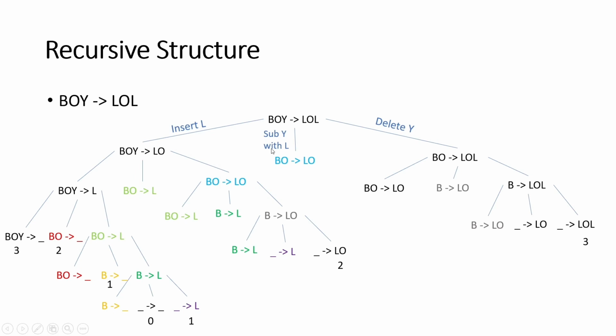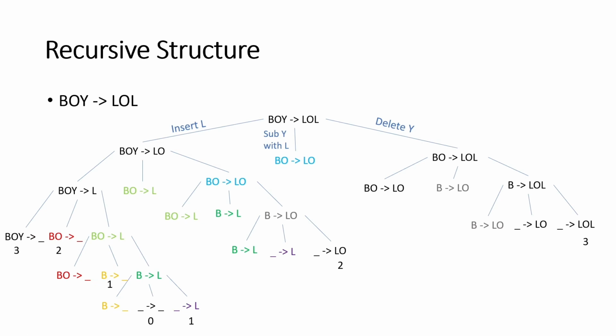Now you can see that this works recursively with all the strings that are the children of boy to LL. And you can see that the same algorithm applies recursively until the base case, which is actually just some word transformed into an empty string.